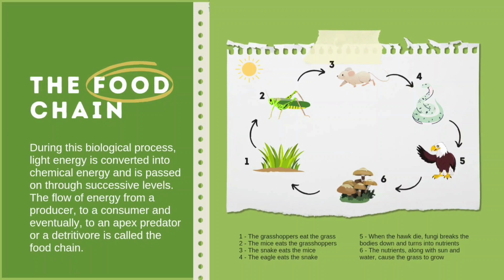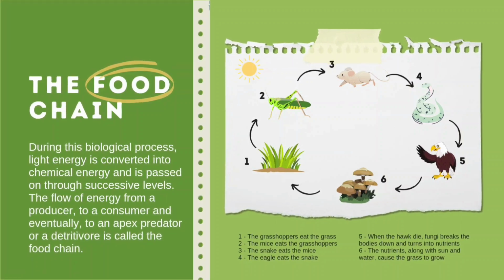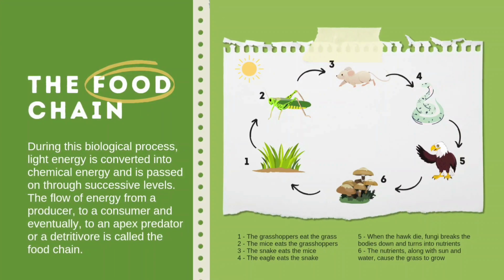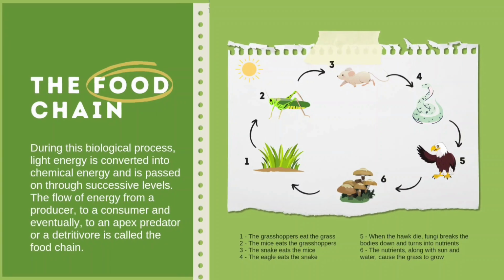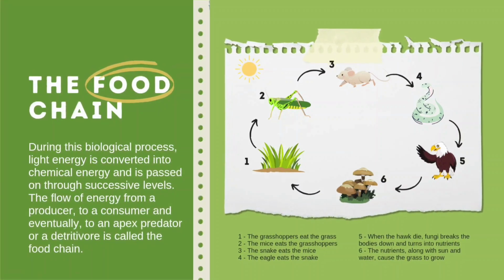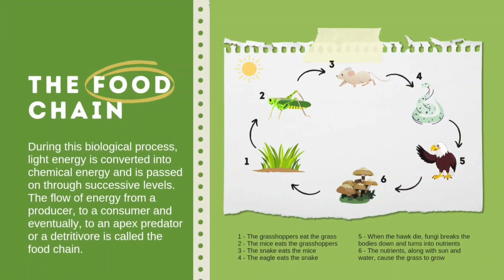One, the grasshopper eats the grass. Two, the mice eat the grasshoppers. Three, the snake eats the mice. Four, the eagle eats the snake. Five, when the eagle dies, fungi break the bodies down and turn them into nutrients. Six, when the field comes to life, nutrients along with sun and water cause the grass to grow.